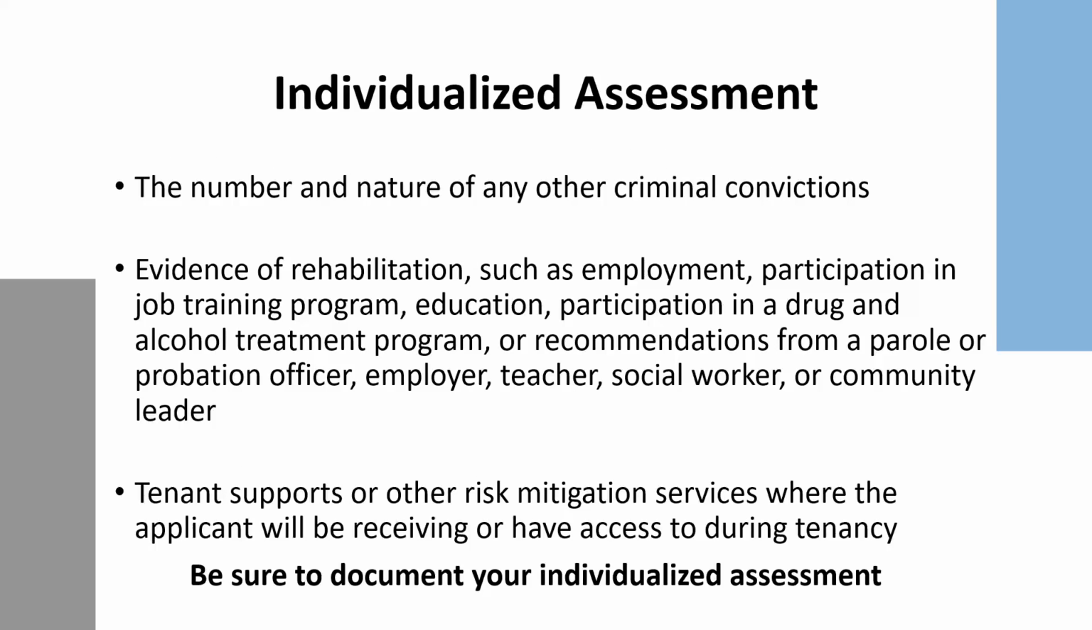You also need to look at the number and nature of any other criminal convictions and any evidence of rehabilitation or job education or job training, or any recommendations from a probation officer, an employer, or community leader should be taken into consideration. You should also consider any tenant supports or other risk mitigation services the applicant will be receiving while they're a tenant at your property. And again, be sure to document your individualized assessment.